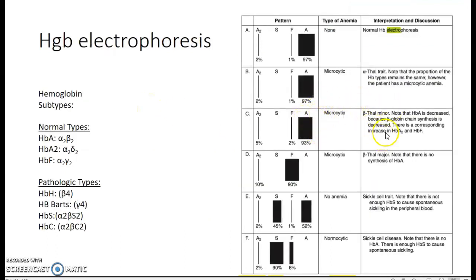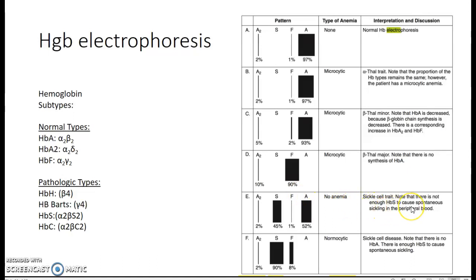So that's how you recognize that. Beta thal major, you don't have any beta chains, so you have all hemoglobin F. Again, this is the one that prevents extremely severe anemia early in life, because all you have is these gamma chains, which disappear quickly after birth.